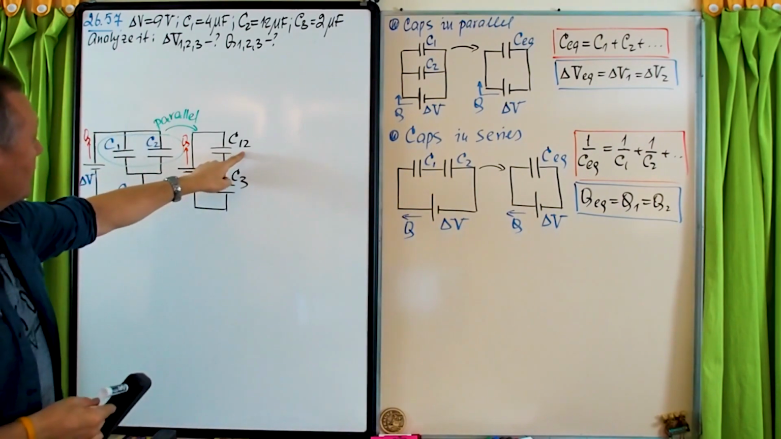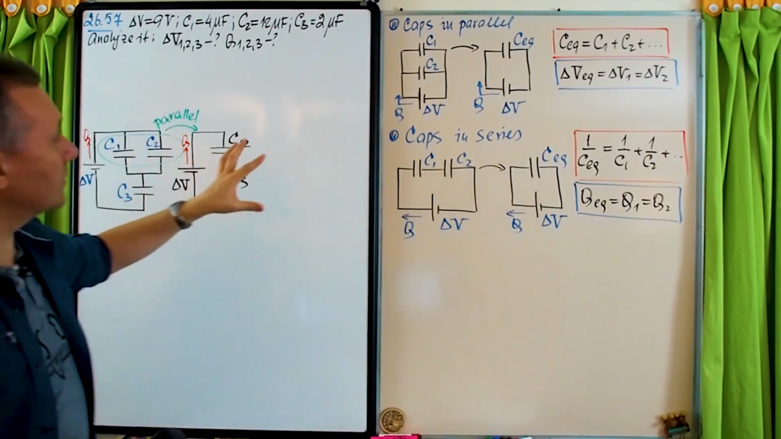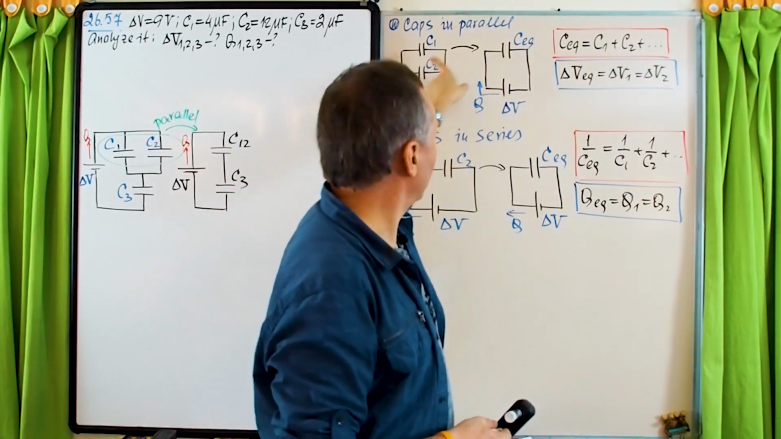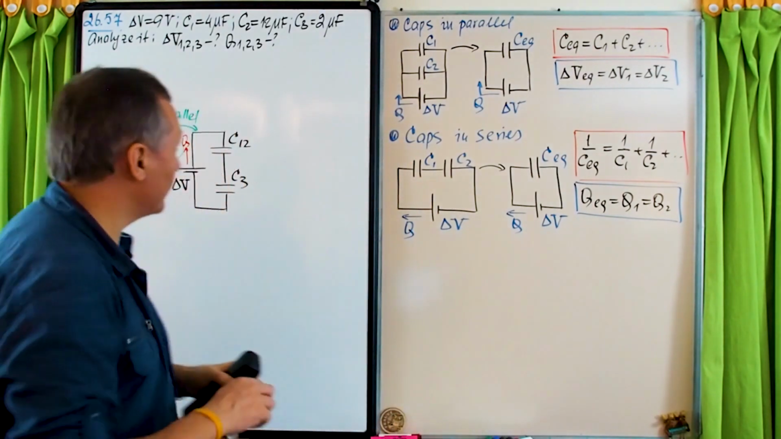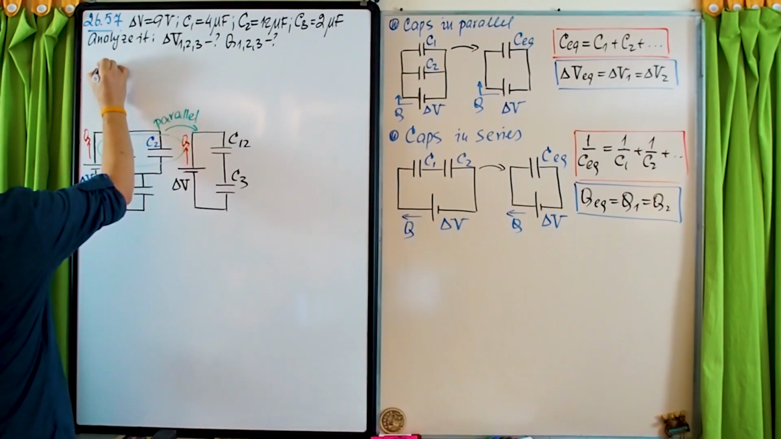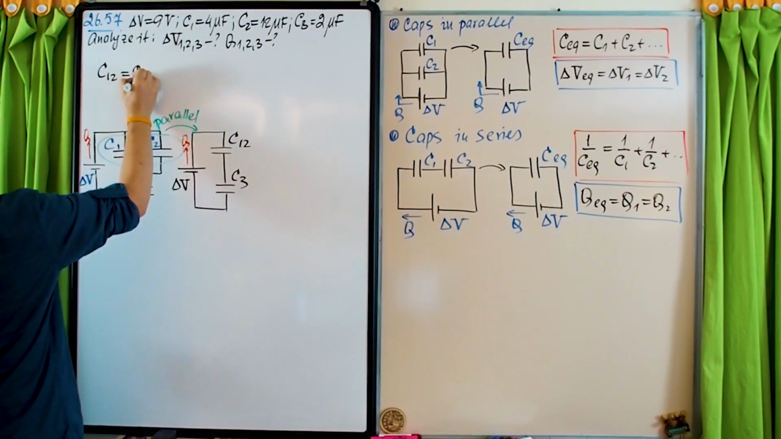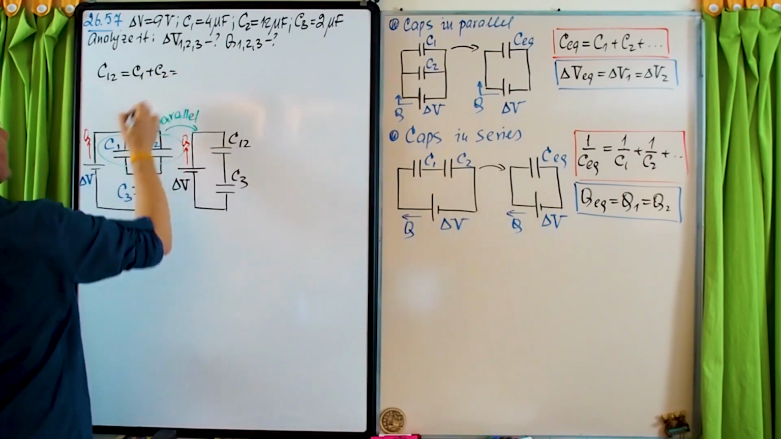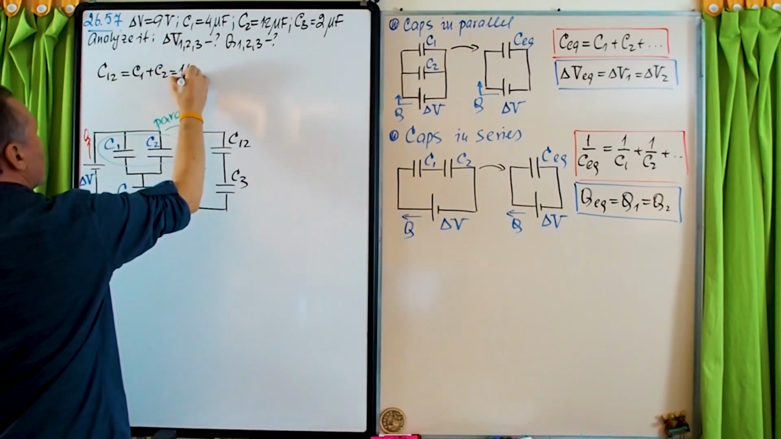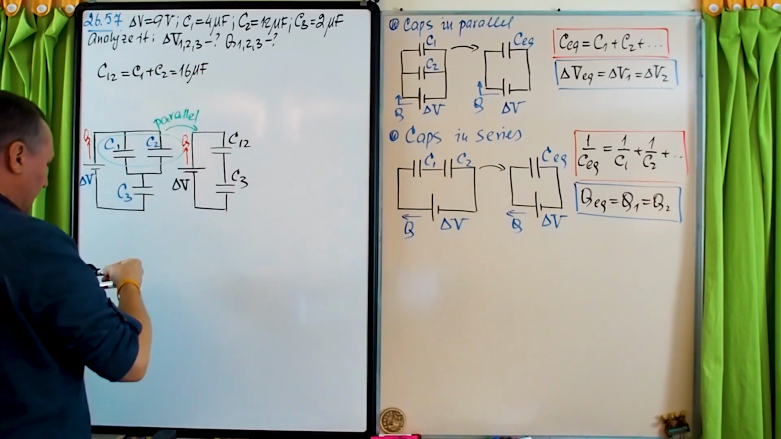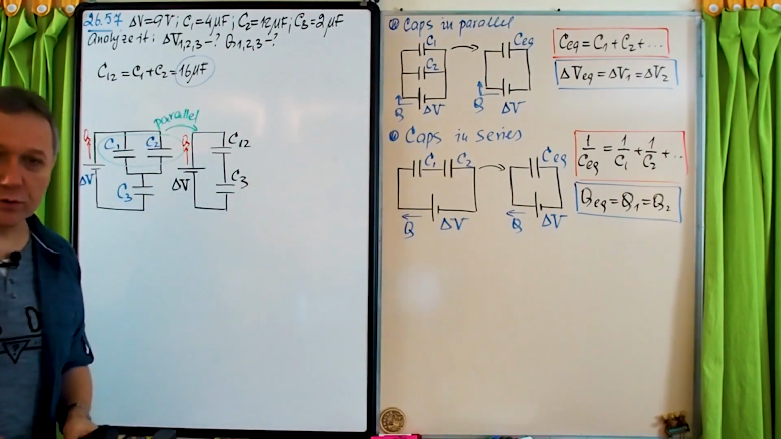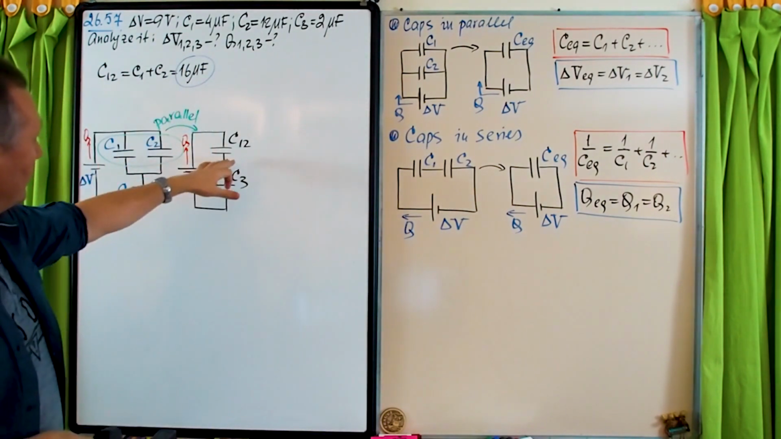And so now let's find C12. Since these guys are connected in parallel, we just need to add C1 and C2, right? According to that formula which we derived yesterday. So C12 equals C1 plus C2. C1 is 4, C2 is 12, so it's 16 microfarads. Let me frame it because I will need it at some point and it will be easier for me to search. All right, so that's the value of C12.